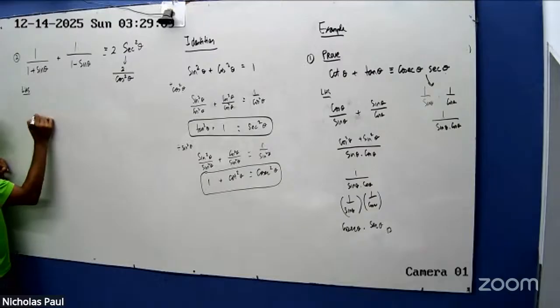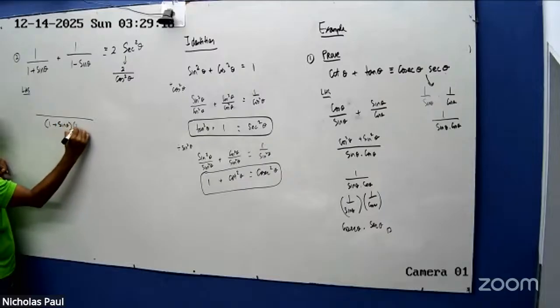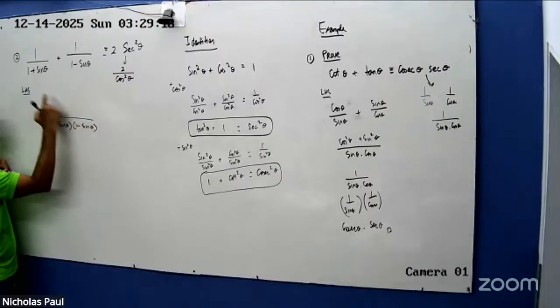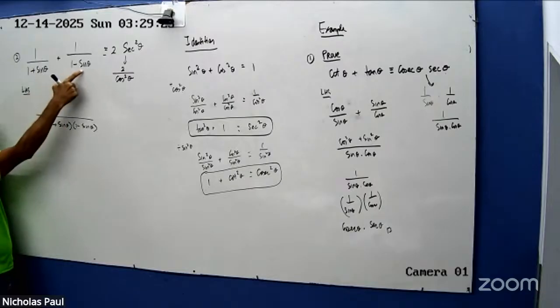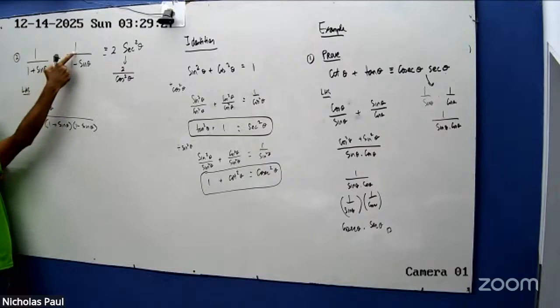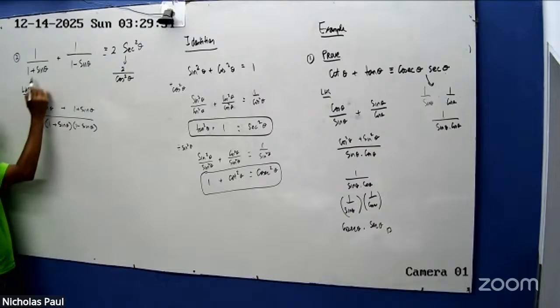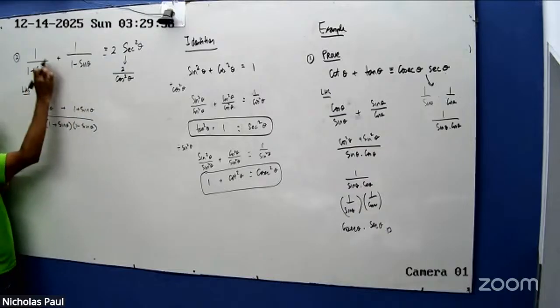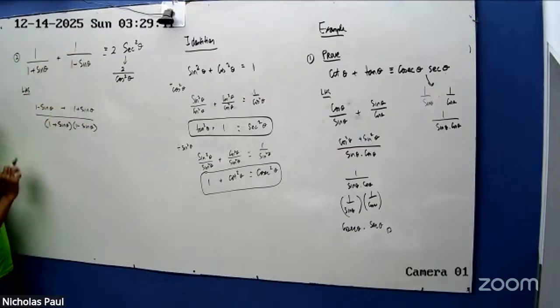Right, so let's check how you find the LCM. This by this. The denominator is the product of those two, and your numerator is 1 minus sine theta by 1, and 1 by 1 plus sine theta. This by this is this, 1 by this is this, 1 by this is this, and then bring down the plus sign.